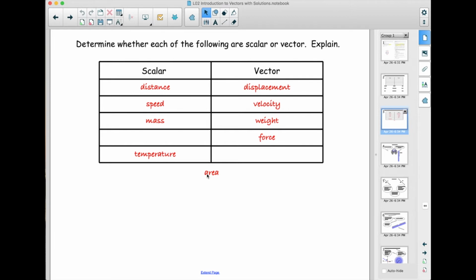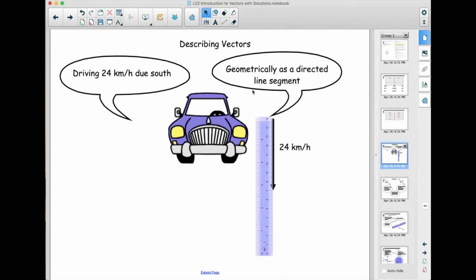And now area, we would think would be scalar, but you'll see in Unit 7 when we look at cross product, we'll consider something called a directed area. So if we consider it a directed area, then it's possible we could view it as a vector. So I'm going to put that one in the middle because that one's a bit ambiguous. All right, so on the next slide, we're going to talk about how to describe vectors.